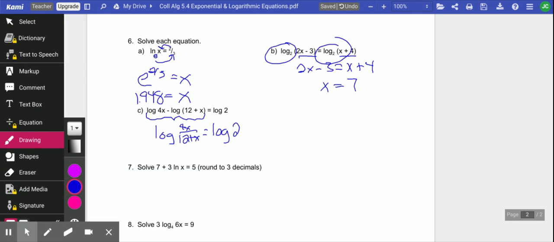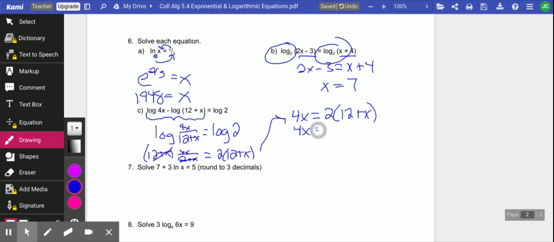Now we're allowed to use the one-to-one property. We have exactly one log on each side. That's what one-to-one means. So you can ignore the logs, and we're just going to say that 4x over 12 plus x equals 2. To solve this, I'm going to multiply both sides by 12 plus x. Those will cancel out. So come over here so you can actually see what's going on. We have 4x equals 2 times 12 plus x. Now we'll just distribute and finish solving. I'm going to subtract the 2x over and then divide. We get x equals 12.